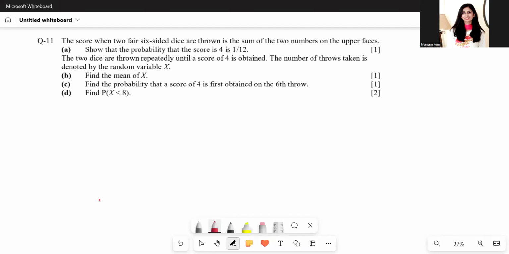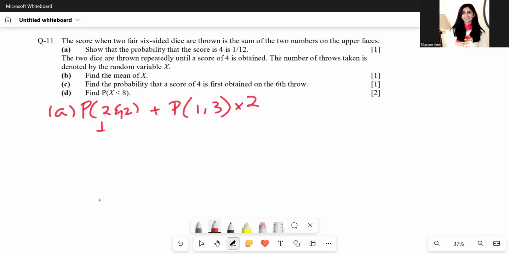The score when two fair six-sided dice are thrown is the sum of the two numbers on the upper faces. Show that the probability that the score is 4 is 1 by 12. Okay, so how do we get a 4 by throwing two fair six-sided dice? That would be by getting a 2 and a 2 in the two throws, plus there could be 1 and 3, but then we'll times it by 2 because it could also be 3 and 1.